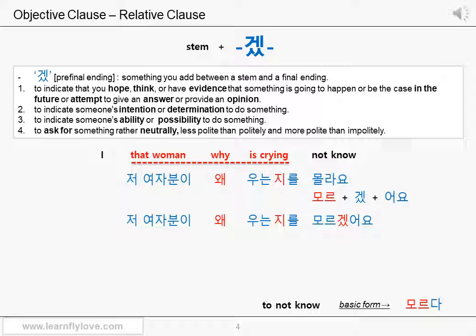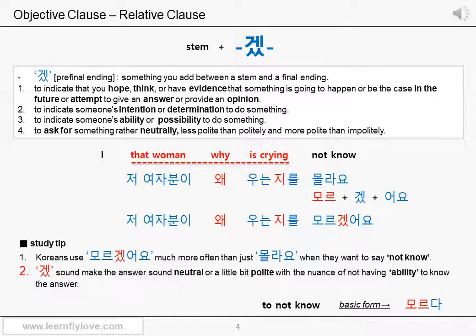You don't know how it sounds like, do you? It sounds a little bit more modest than just 몰라요. Okay? Let's see the study tip together. Koreans use 모르겠어요 much more often than just 몰라요 when they want to say not know. 몰라요 sounds like just I don't know. It could sound a little bit sarcastic or cynical sometimes. 모르겠어요 is used more often when you don't really know the answer to a certain question. It's mainly because ket sound makes the answer sound neutral or a little bit polite with the nuance of not having ability to know the answer.